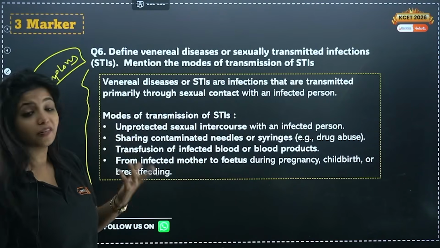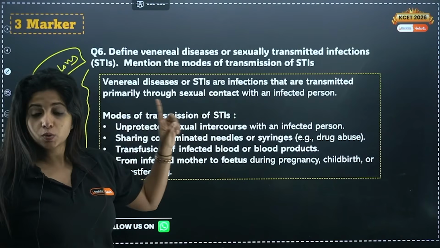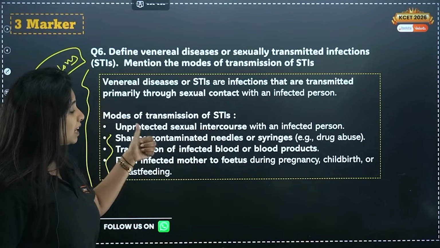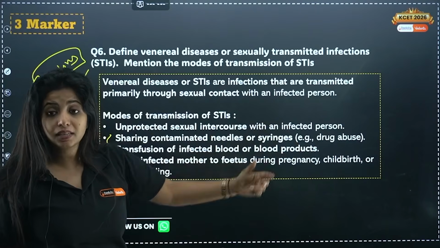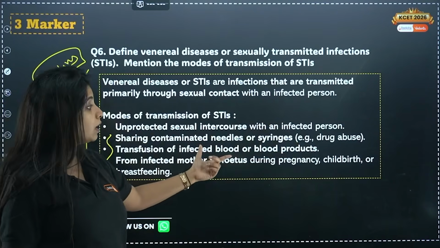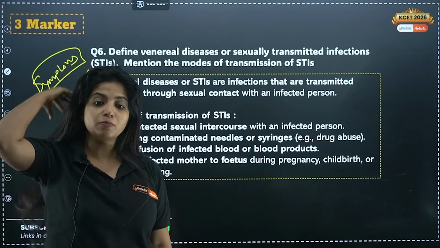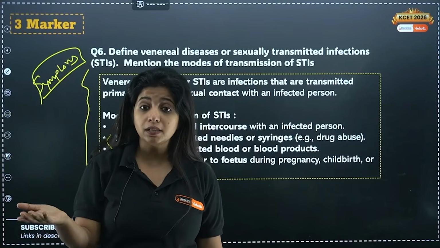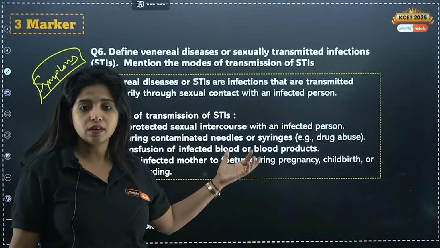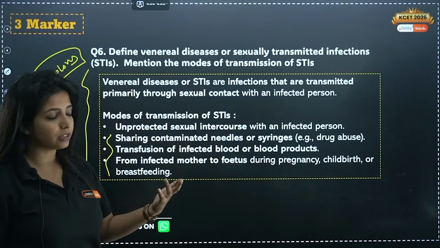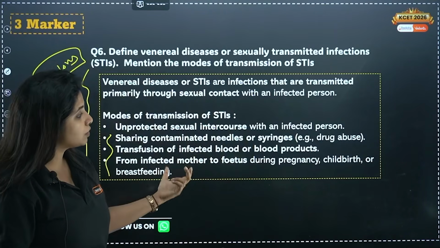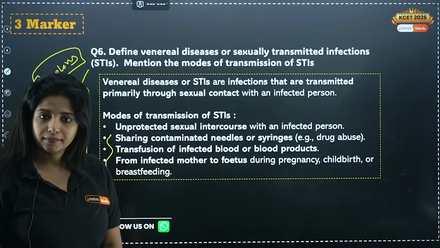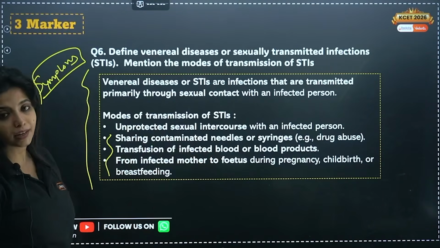Now, modes of transmission of STIs. Unprotected sexual interaction is one such thing, and we all know that. Apart from that, some of them can also be spread through sharing contaminated needles or syringes, such as in the case of drug abuse. From transfusion of infected blood or blood products. For example, a person suffering from thalassemia needs repeated transfusion of blood. Suppose the blood is not being checked properly, it might have some contaminants that cause these infections. So yes, in that particular case also, a person might get it. Now, from infected mother to the fetus during pregnancy, that can also be a reason. Okay, so those are the modes of transmission of STIs.